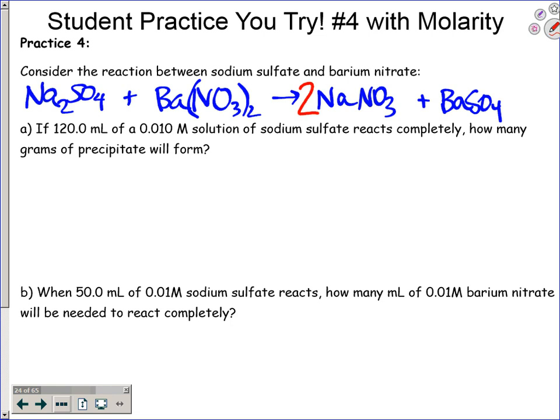All right, figure out who your precipitate is first. Regardless, you have the solubility rules in front of you. You can do it. Let's go. Where's the precipitate? Who's the precipitate? Say again? Barium sulfate?